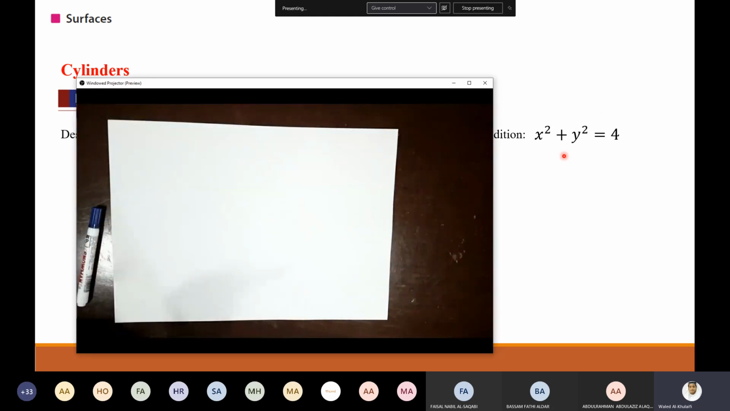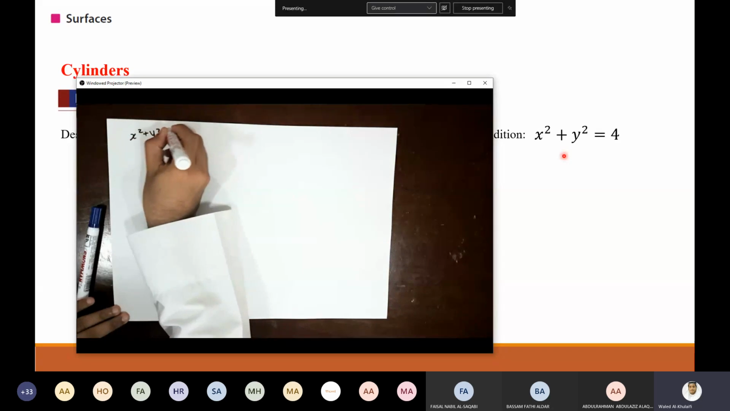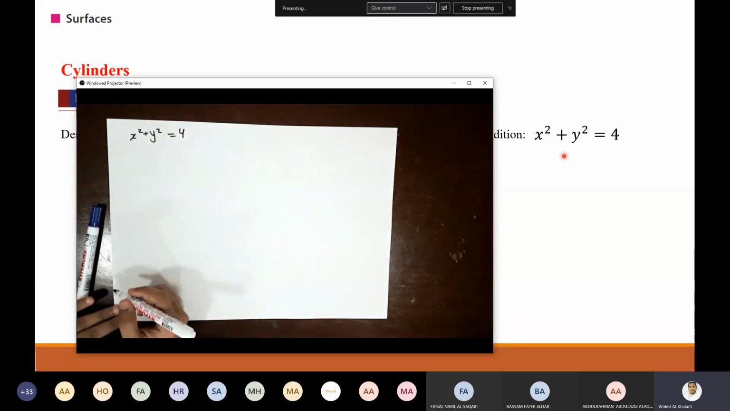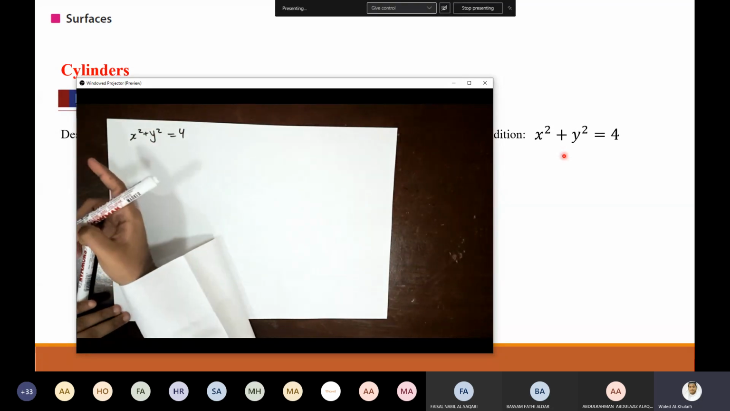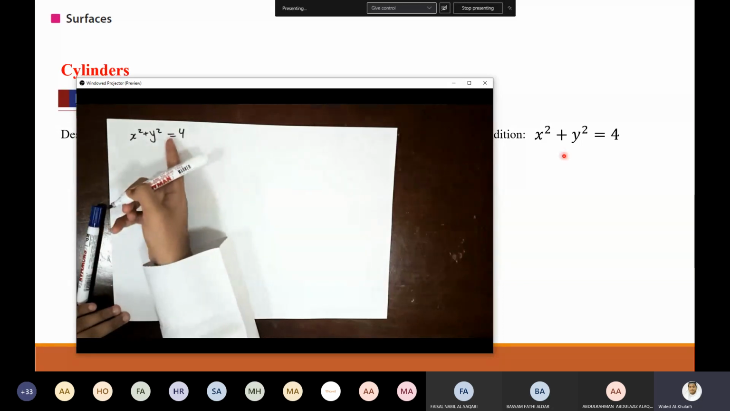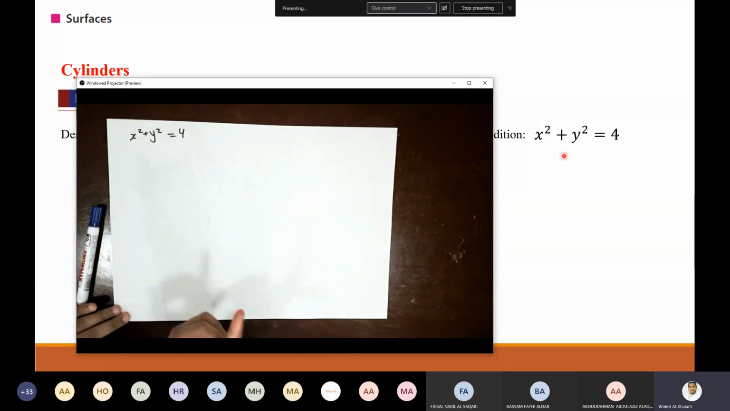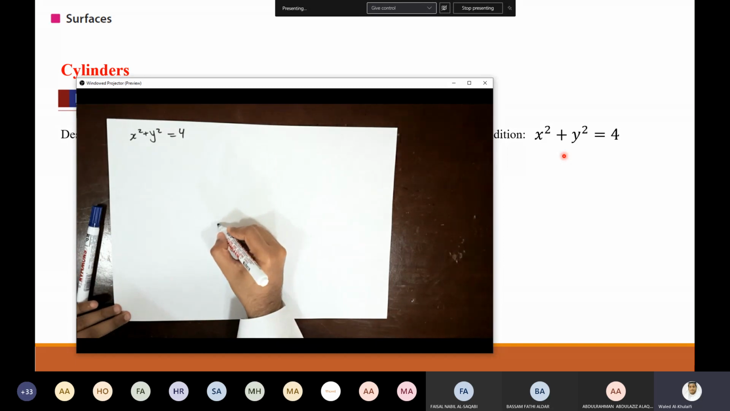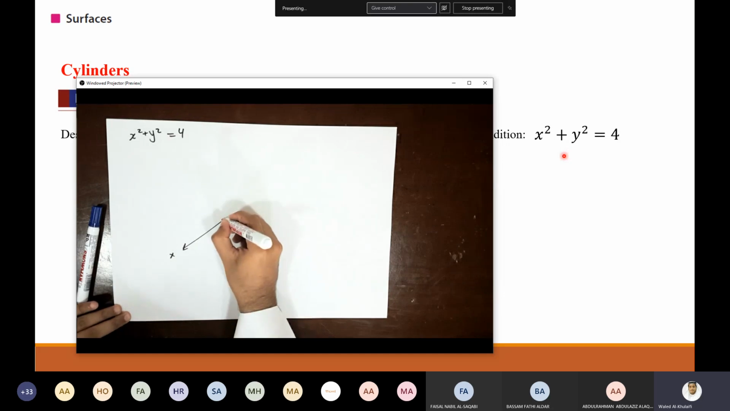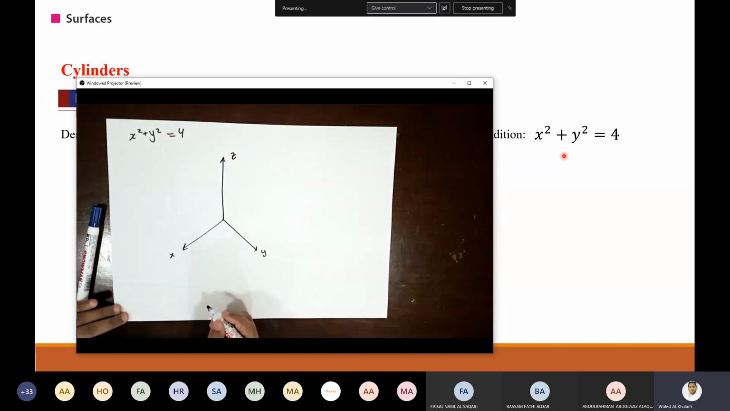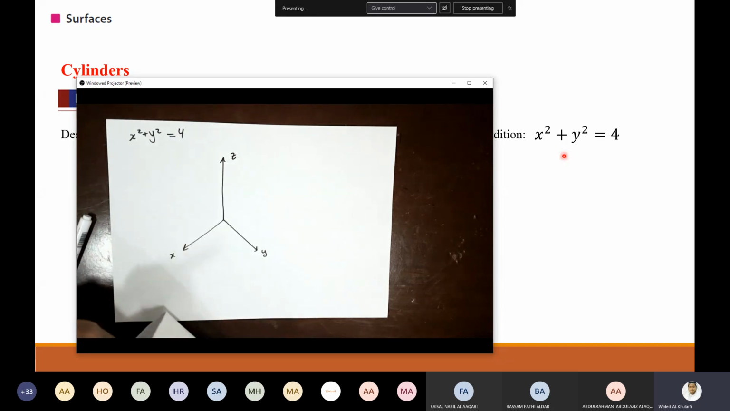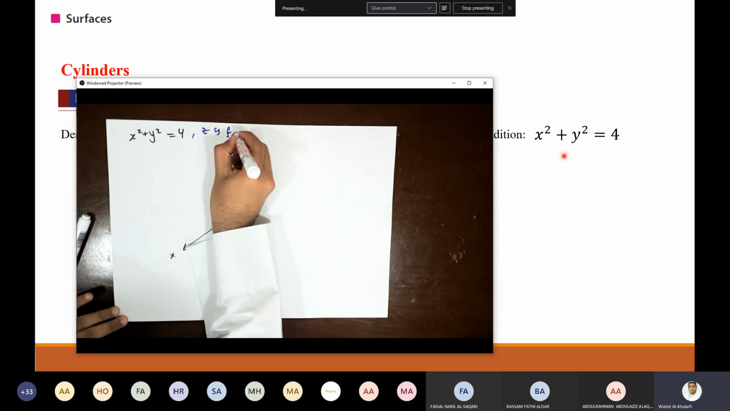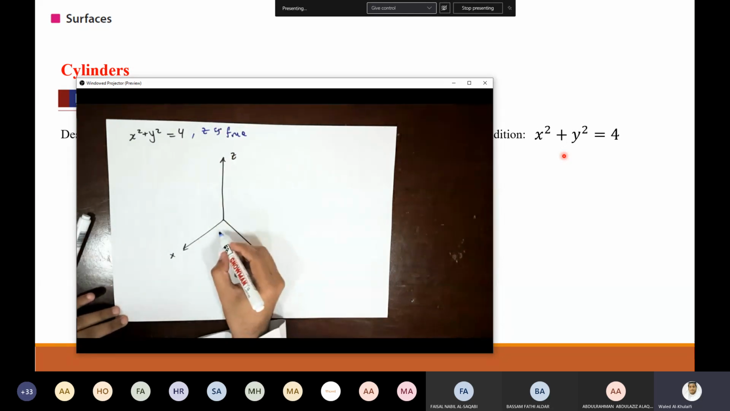Of course, if someone told you, just from the street, graph x squared plus y squared equal 4, you need to know whether I'm working in 2-dimensional space or 3-dimensional space. In 2-dimensional space, this represents a circle with radius 2. But in 3-dimensional space, it will represent what we call the cylinder, the same cylinder as you learned before. So this is x, this is y, and this is z. So x squared plus y squared equals 4. Now he didn't specify z, so here z is free.